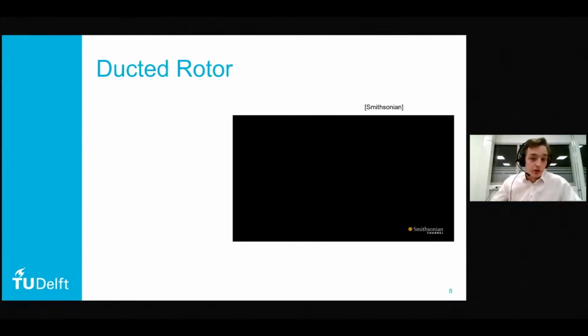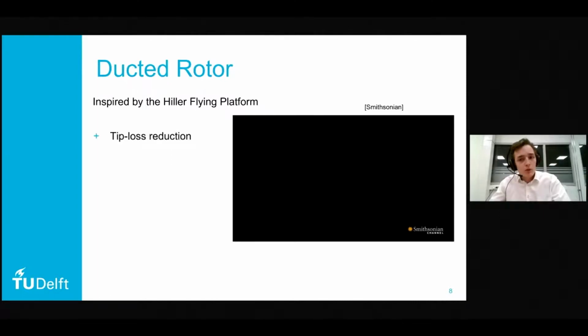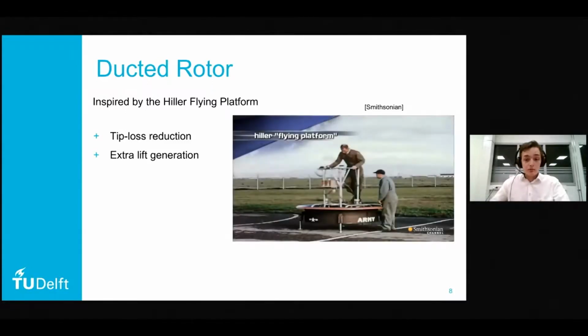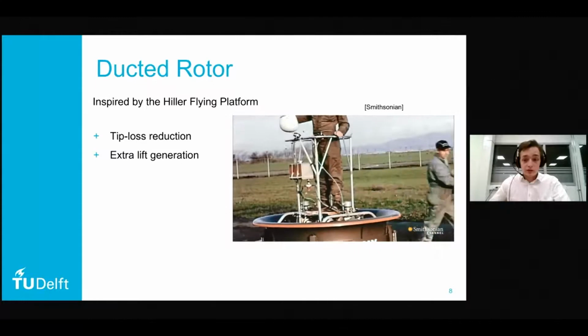during the concept exploration, we found the Hiller flying platform. Some of you may know it before. This is a coaxial ducted rotor platform, which is controlled by a pilot shifting his body weight. So basically like a Segway. And we also decided to adopt these ducted rotors because they provide a performance boost by reducing the tip losses. But they also contribute directly to generating lift by the Coanda effect.